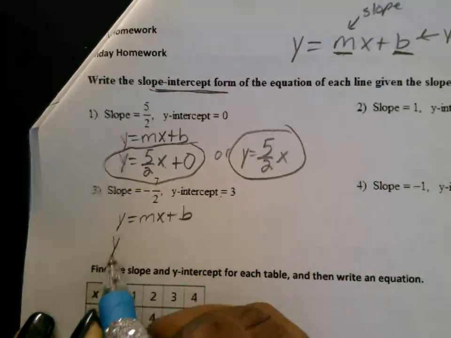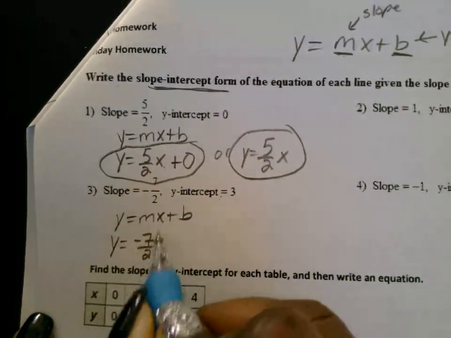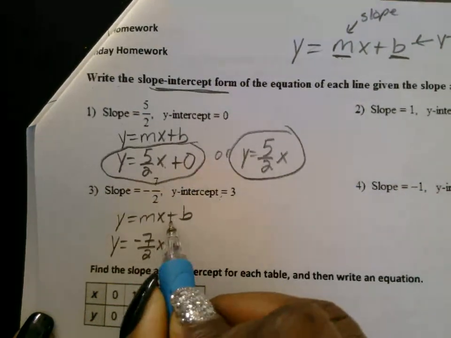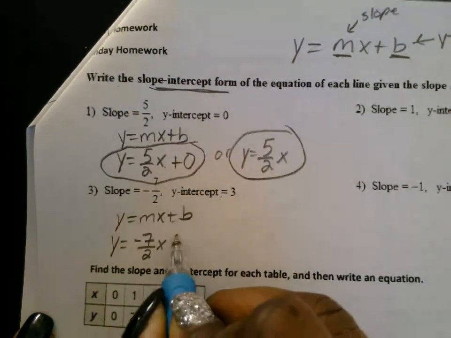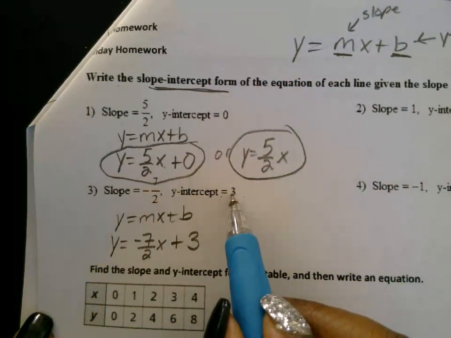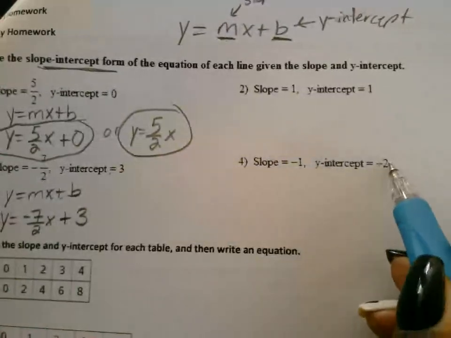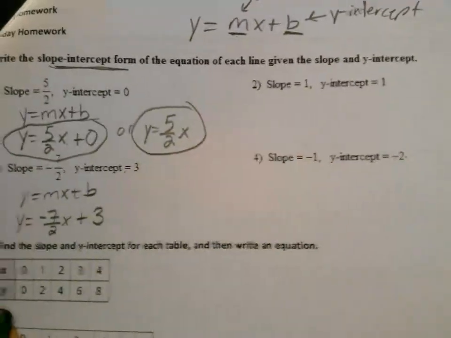So this gives you y equals a negative 7 over 2x, and your b is a positive 3. So you're going to put plus 3. If b is a negative 3, then you put minus 3. Like this b over here is negative 2, so you would put minus 2.